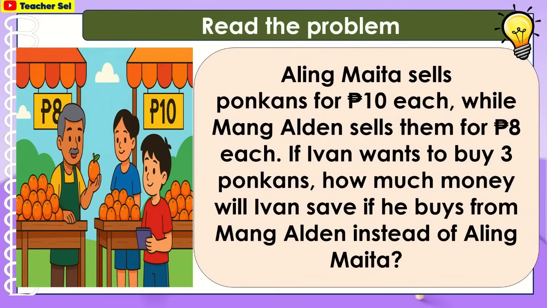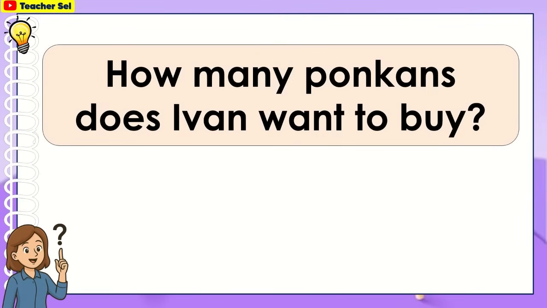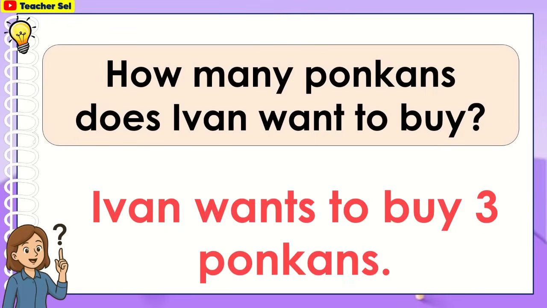Aling Maita sells pongkans for 10 pesos each, while Mang Alden sells them for 8 pesos each. If Ivan wants to buy 3 pongkans, how much money will Ivan save if he buys from Mang Alden instead of Aling Maita? How many pongkans does Ivan want to buy?